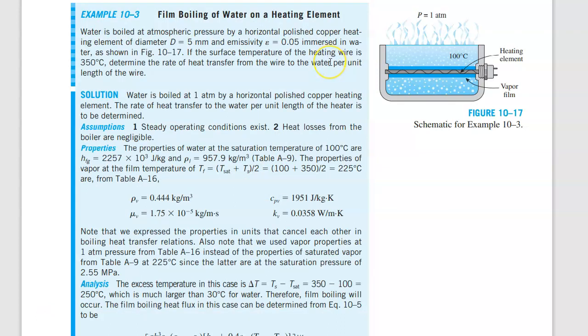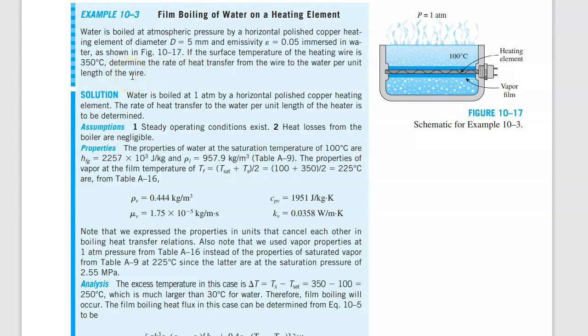Okay, let's have a look at the next example. For example, we have a heating element, and then we have a vapor film, and this is at 1 atm actually. So here it has been given a horizontal polished copper heating element, diameter D equal to 5 mm and emissivity epsilon equal to 0.05, immersed in the water, as shown in figure 10.17. If the surface temperature of the heating wire is 350 degrees Celsius, determine the rate of heat transfer from the wire to the water per unit length of the wire.